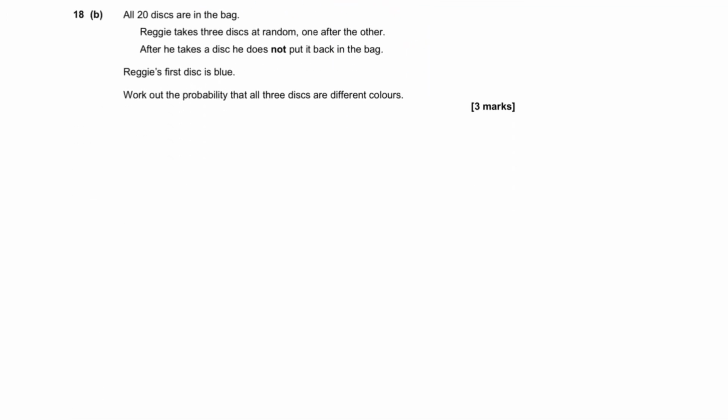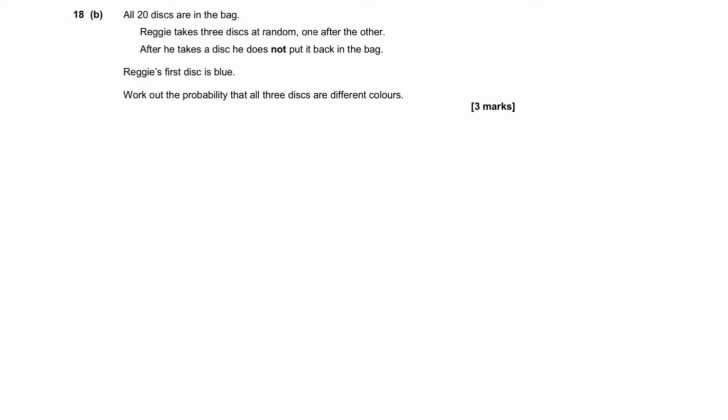So part B of the question says all 20 discs are in the bag. Reggie takes 3 discs at random, one after the other. After he takes a disc, he doesn't put it back in the bag. Reggie's first disc is blue. Work out the probability that all 3 discs are different colours.